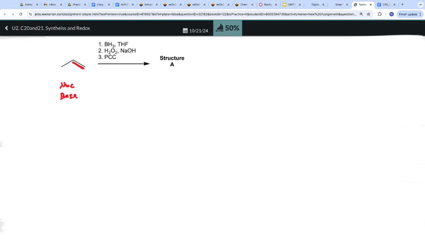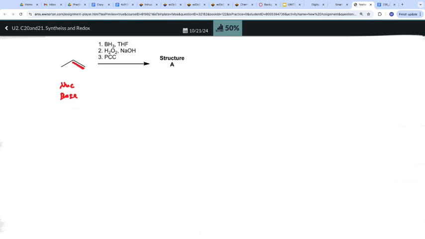BH3 and THF. What is the role of THF? It's just the solvent, so we can largely ignore it. So we're really looking at BH3. Does BH3 look like an acid? Why not? I don't think boron is very electronegative.